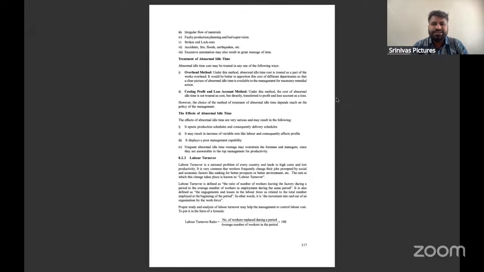Next one, irregular flow of material. Lack of material, faulty production planning, bad supervision, strikes and lockouts, accidents, fires, floods, earthquakes.